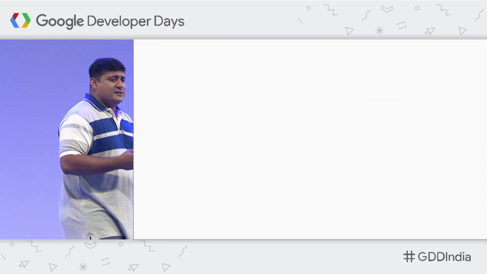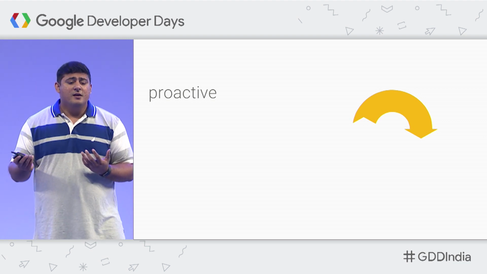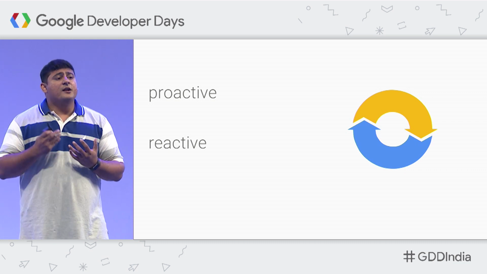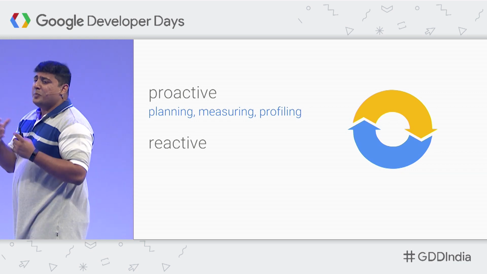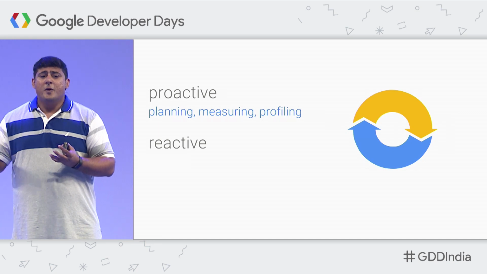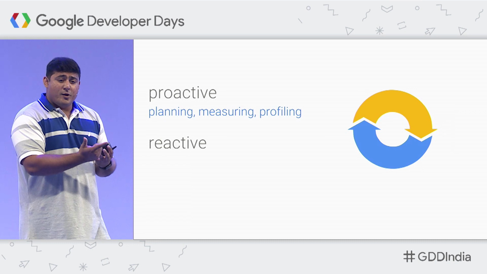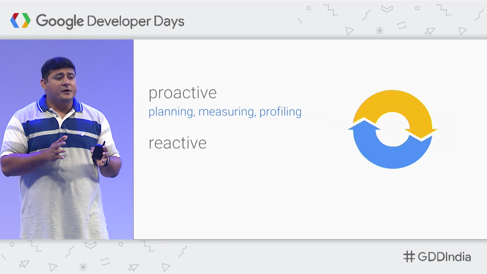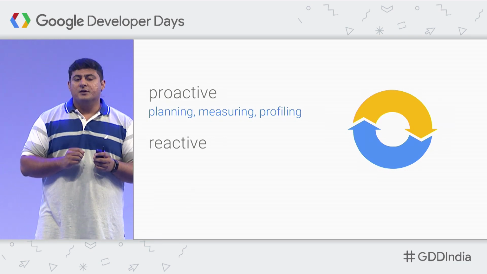If you look at performance, some of the things that we talked about, it's actually a two-step process. You have to be proactive about it, and at the same time, be reactive to changes also. What I mean by proactive here is that you've got to plan, measure, and profile your app before you even publish it. You might want to look at your competition. You want to look at how well your app is performing, and maybe benchmark against some of your competition to see whether your app is actually meeting the expectations of your user.